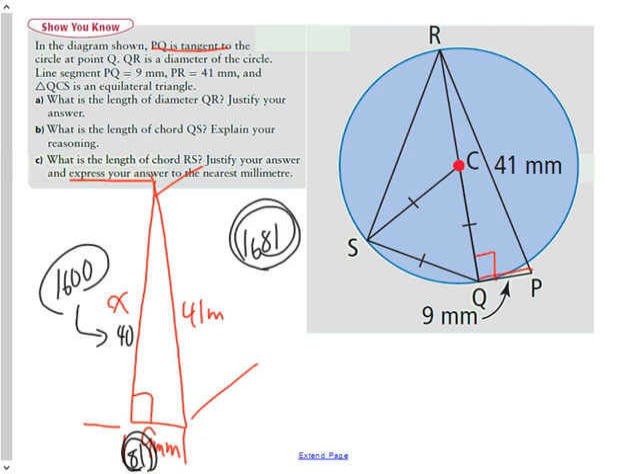So the first question is, what is the length of the diameter? It is 40 millimeters. That's the first thing. Justify your answer with the picture. The second question says, what is the length of the chord QS? So this one right here, what's this length?